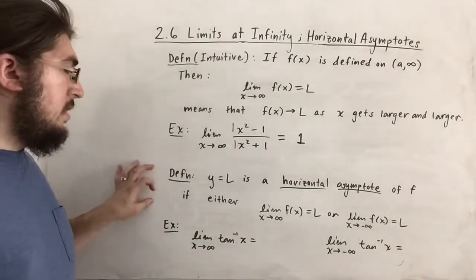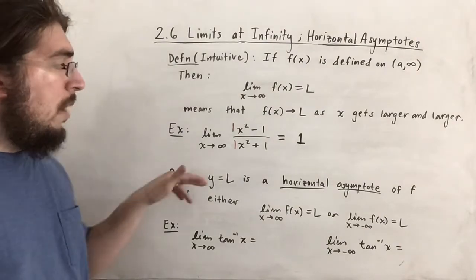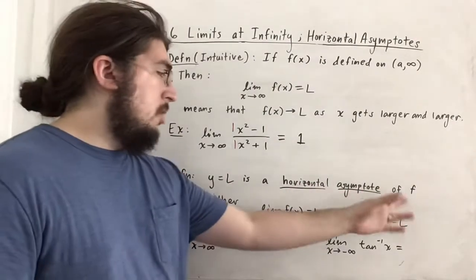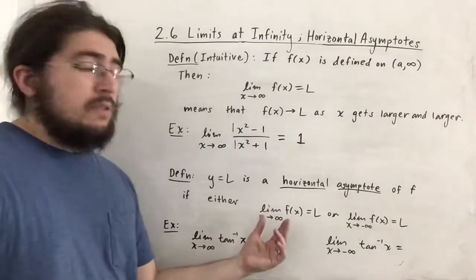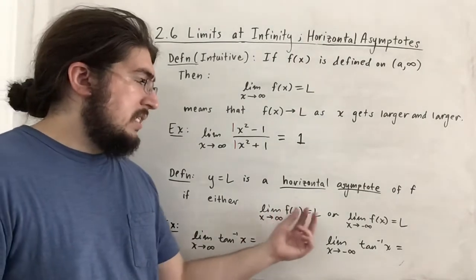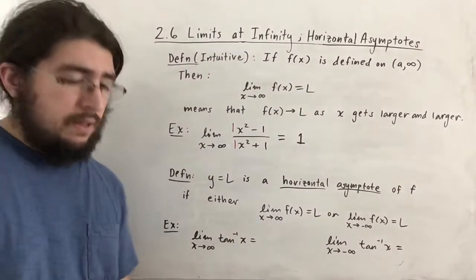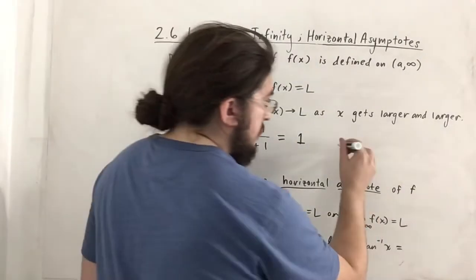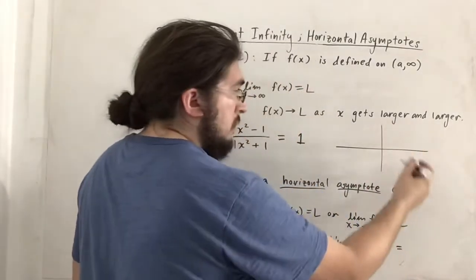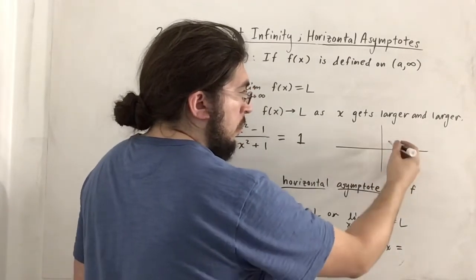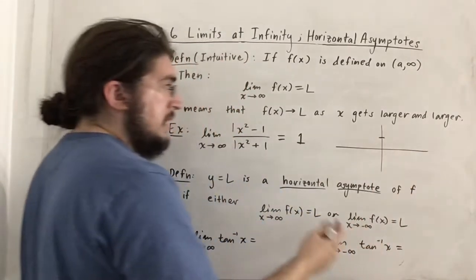Now here we give this definition: y equals L is a horizontal asymptote of f if either the limit as x goes to infinity of f of x is L, or the limit as x goes to negative infinity of f of x is L. So basically, as x approaches infinity, we approach L, or as x approaches negative infinity, we approach L.